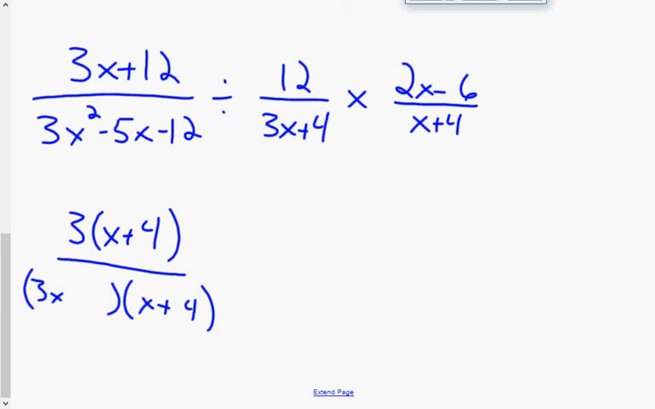This should be a 2. So why did you put 3 and 4? Well, 3 times 4 is 12.